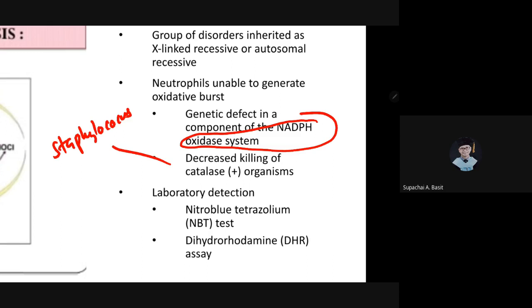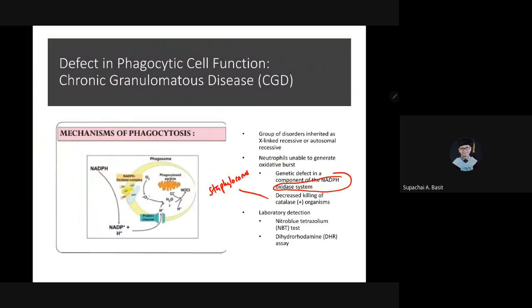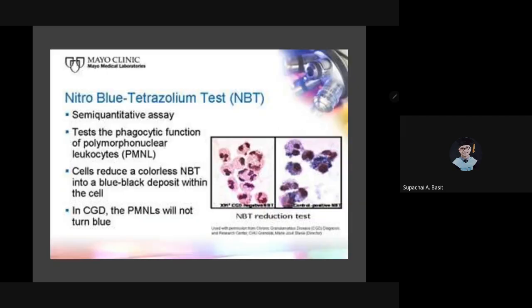So in the laboratory, we can determine whether the patient has the so-called CGD by doing the nitroblue tetrazolium test and DHR, which stands for dihydrorhodamine. Okay, so that is chronic granulomatous disease.